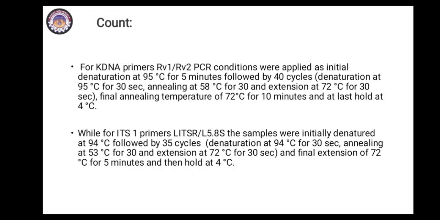Continuing for KDNA primers RV1 and RV2, the conditions applied were initial denaturation at 95 centigrade for 5 minutes, followed by 40 cycles of denaturation at 95 centigrade for 30 seconds, annealing at 58 centigrade for 30 seconds, and extension at 72 centigrade for 30 seconds, with a final extension at 72 centigrade for 10 minutes and a last hold at 4 centigrade. While for ITS1 primer, the sample was initially denatured at 94 centigrade, followed by 35 cycles and final extension at 72 centigrade for 5 minutes and then hold at 4 centigrade.